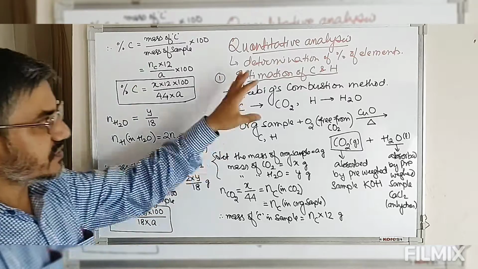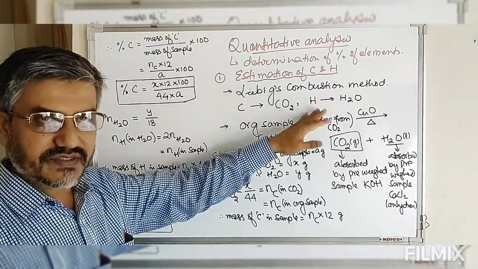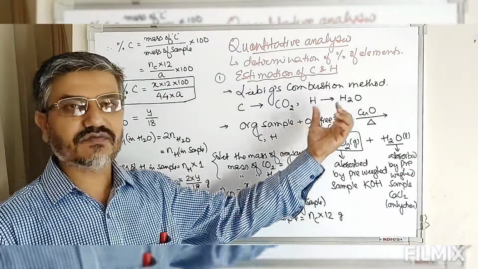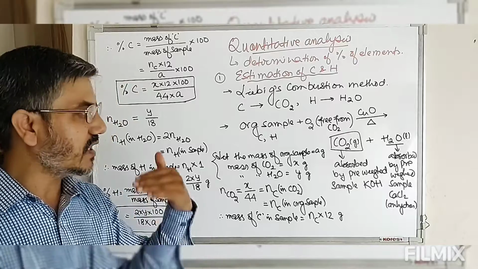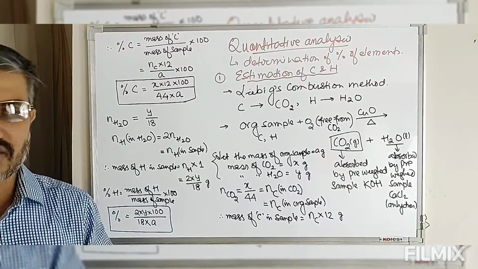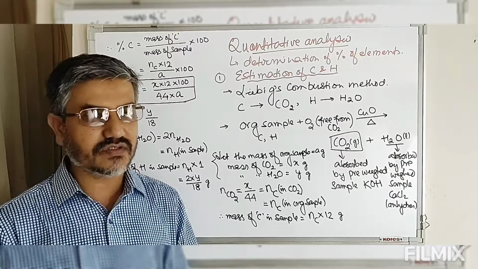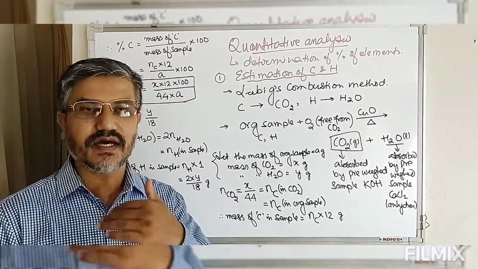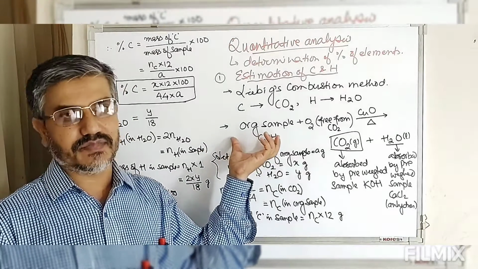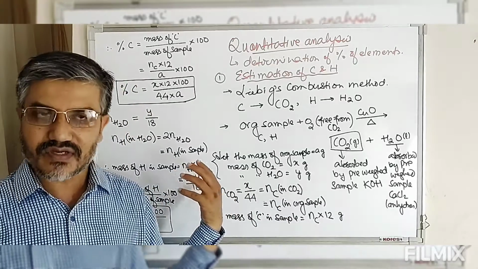This reaction method is known as Liebig's combustion method: carbon in the form of carbon dioxide, hydrogen in the form of water. The organic sample is heated with cupric oxide, which is a very good oxidizing agent. The carbon of the organic sample is converted into carbon dioxide and hydrogen into water. From this water and carbon dioxide, we define the quantity of hydrogen and carbon, because all the carbon and hydrogen present in carbon dioxide and water come exclusively from the organic sample. From this, we take the help of the basics of organic chemistry to find the percentage in the sample.